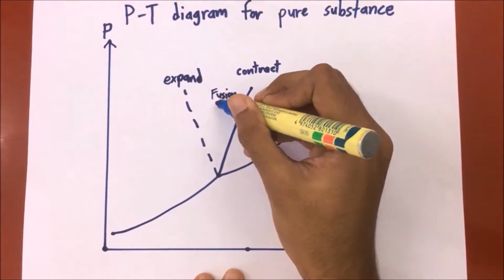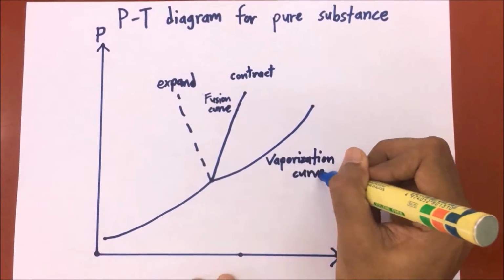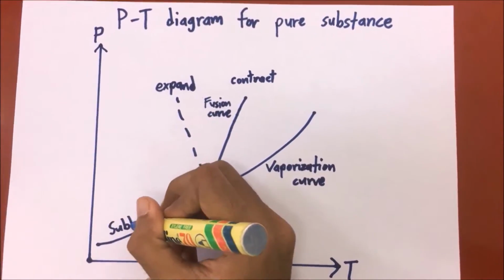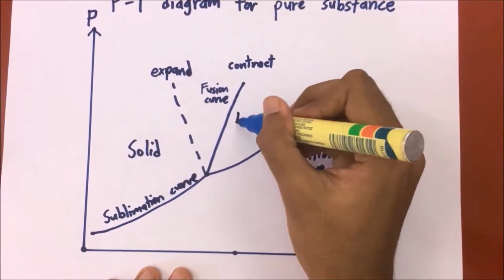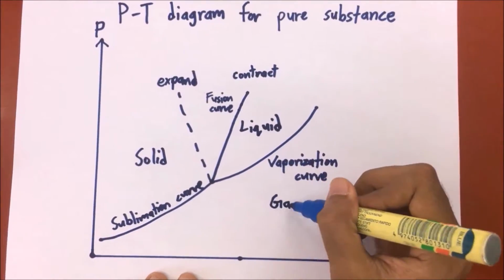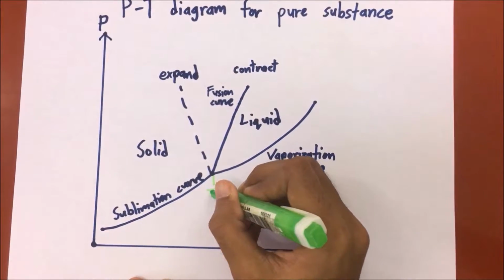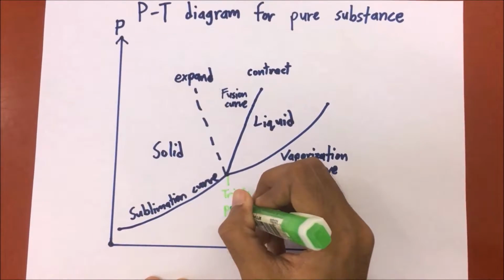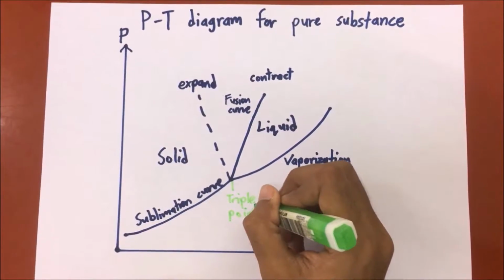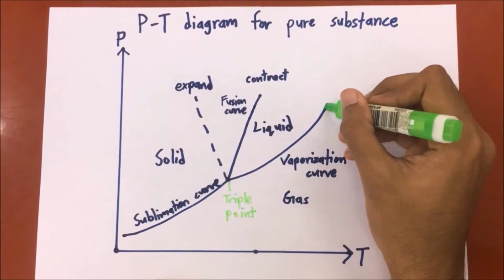The PT diagram consists of three lines: the fusion curve line, the vaporization curve line, and the sublimation curve line. The fusion curve line is further divided into two types, depending on whether the substance contracts upon freezing or expands upon freezing. Phase change between solid and liquid occurs through the fusion curve line, while phase change between liquid and gas occurs through the vaporization curve line, and phase change between solid and gas occurs through the sublimation curve line.